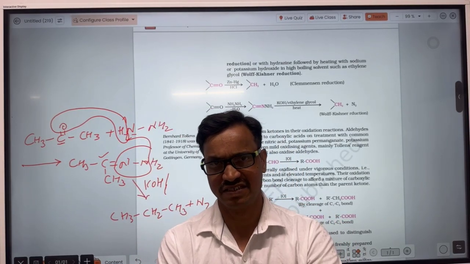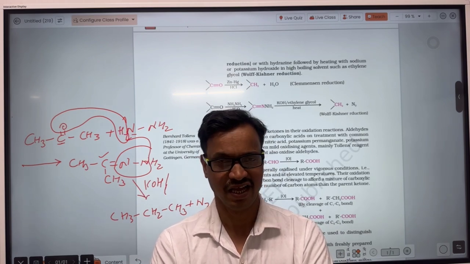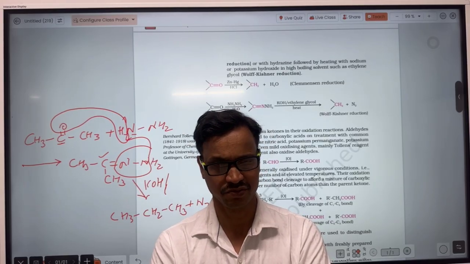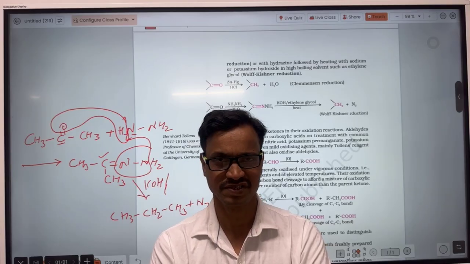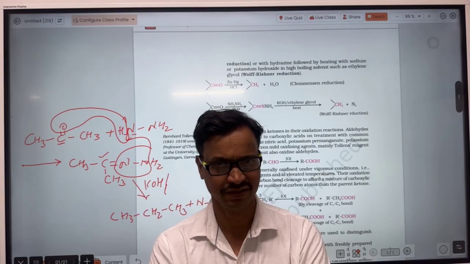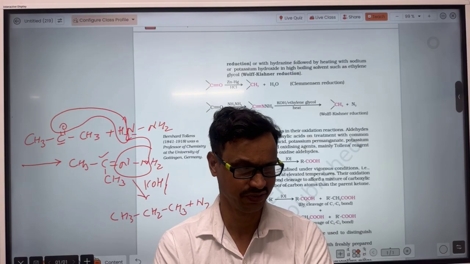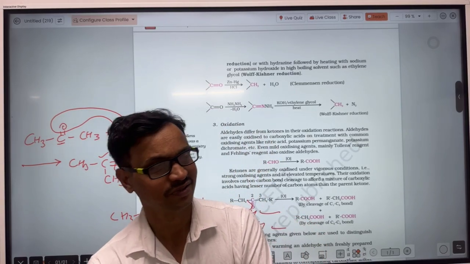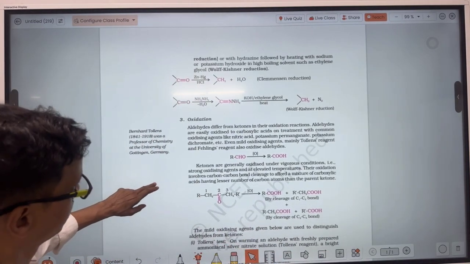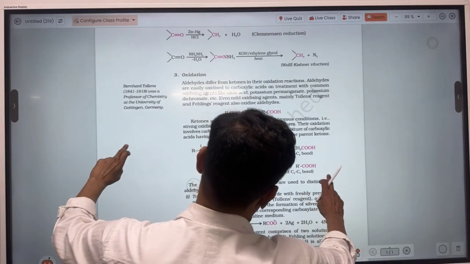In the Wolff-Kishner reduction, we react the aldehyde or the ketone first with hydrazine, and the product forms. Then the intermediate so formed is treated with a mixture of KOH and ethylene glycol. As a result, the aldehyde or ketone is converted into the alkane. That was about the Wolff-Kishner reduction. So keep in mind the Wolff-Kishner reduction and the Clemmensen reduction. That is very important for you. Then after, let's see about the oxidation.